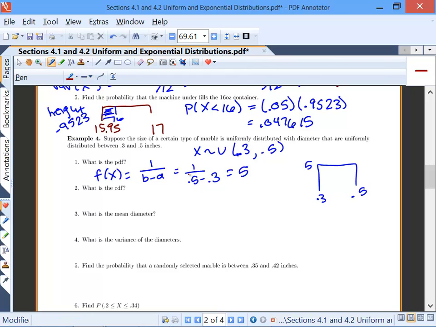What would have happened if you had accidentally switched the order of these 0.3 and the 0.5? You would have gotten the same answer, but it would have been negative, and you should know that your PDF always has to be positive, and that should give you a good clue that you messed up somewhere. Okay, for the CDF, it's just x minus a over b minus a. Okay. So this is x minus 0.3 over my 0.2.